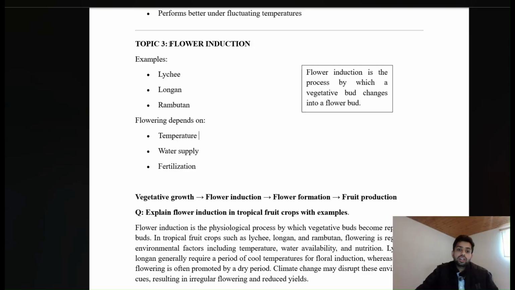Flower induction means we are observing the change from vegetative buds to flower buds. That means from vegetative bud to flower bud, what are the factors flowering depends on, what will affect it, and if those factors are not in place, what can be the causes. So this is all about flower induction.